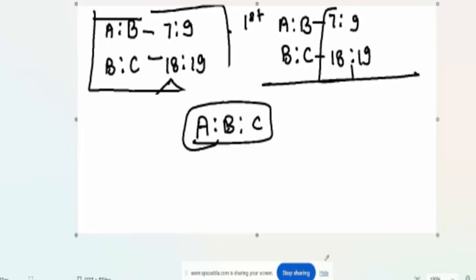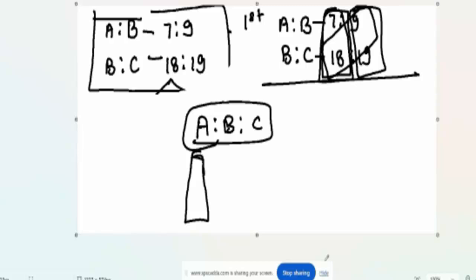First, you have to multiply this 18 into 7. Then for B, you have to multiply cross. And then for C, you have to multiply straight only. What exactly am I saying? For A, you have to multiply straight. For B, you have to multiply cross. And for C, you have to multiply straight again.